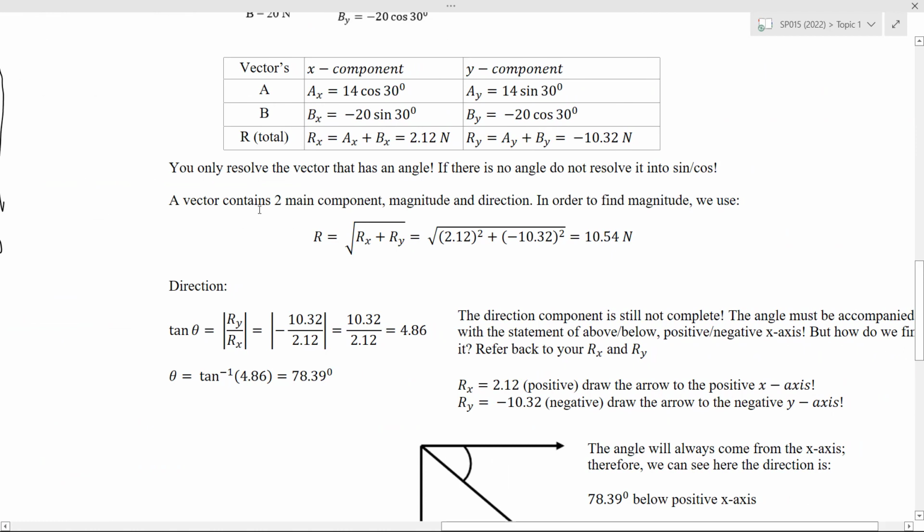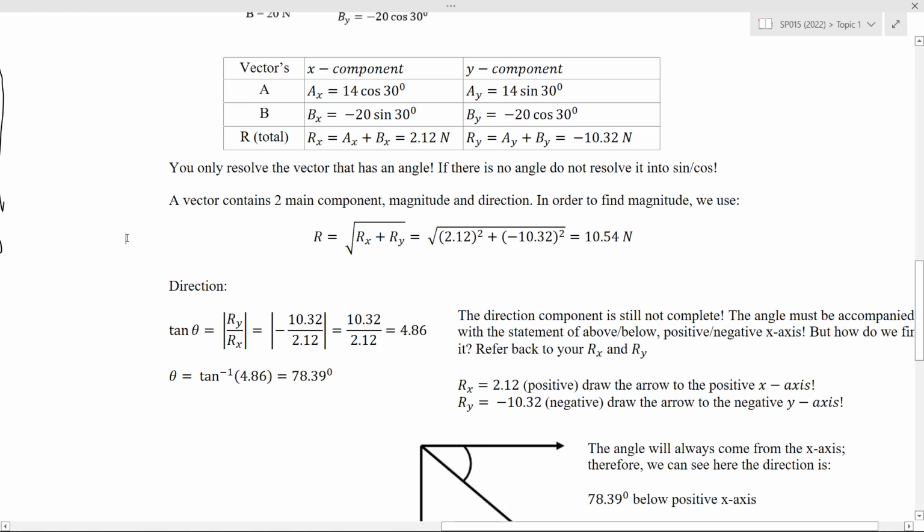Okay, so dekat sebelah ni saya dah tuliskan example dia. Okay, you only need to resolve vector that has angle. Macam saya kata in the previous slide, kalau dia tak ada angle, jangan you resolvekan dia kepada sin dengan cos. Okay, just use x komponen benda tu atau y komponen benda tu sahaja. Okay, so sekarang ni, how do we get the magnitude?